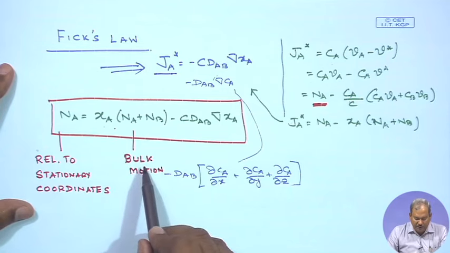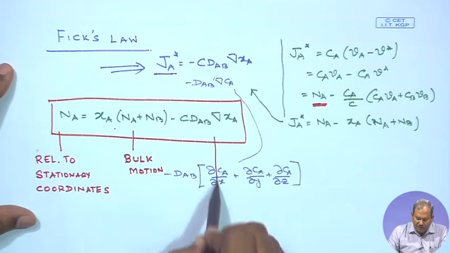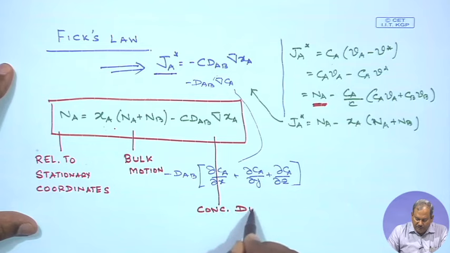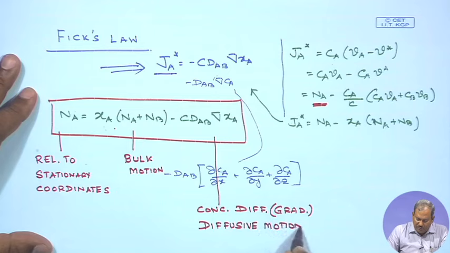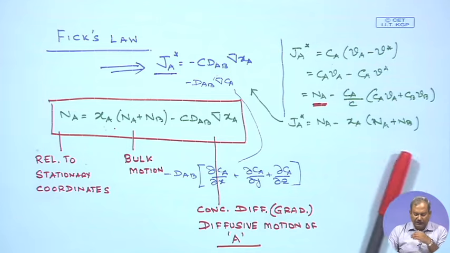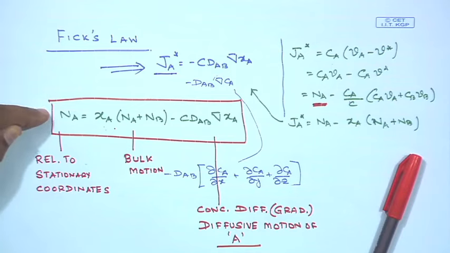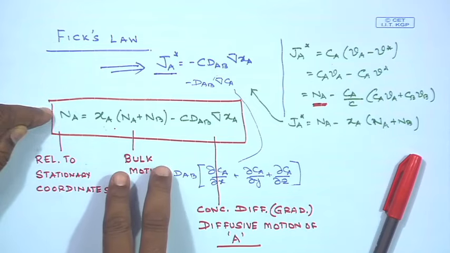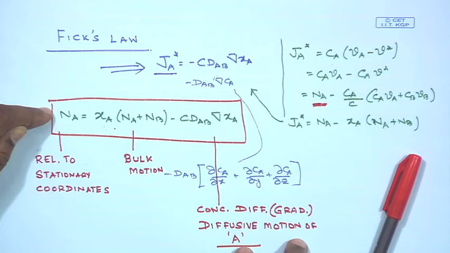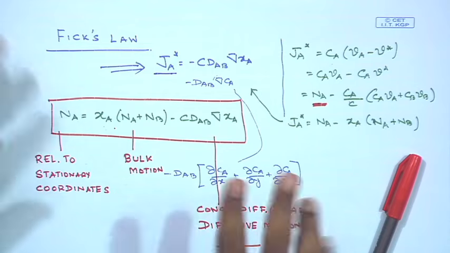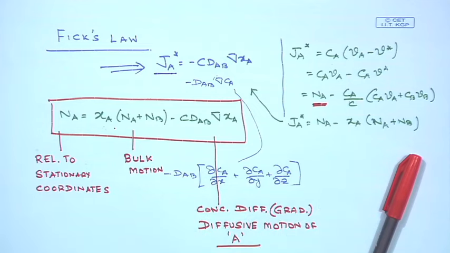Sometimes, in addition to bulk motion or even in the absence of bulk motion, you have a concentration difference. More correctly, if you have a concentration gradient present in the system, then this is going to give rise to a diffusive motion of species A. So, the total effective motion of species A is the algebraic sum of the species movement due to bulk motion and the species movement due to a concentration gradient imposed by certain conditions present in it. So, therefore, the problem of Fick's law is to be resolved.